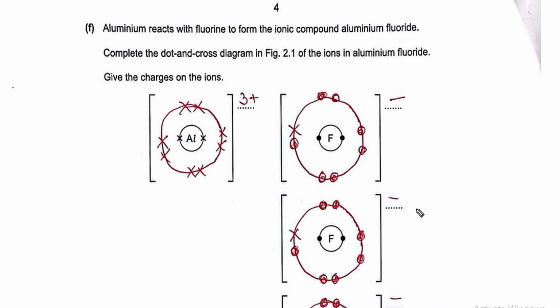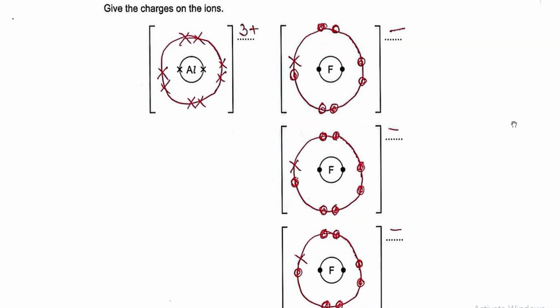Dot and cross diagram of aluminum fluoride. Aluminum has first shell 2 electrons, second shell 8 electrons, and third shell 3 electrons. It loses 3 electrons to form Al3+. Each fluoride ion gains 1 electron to form a negative ion.